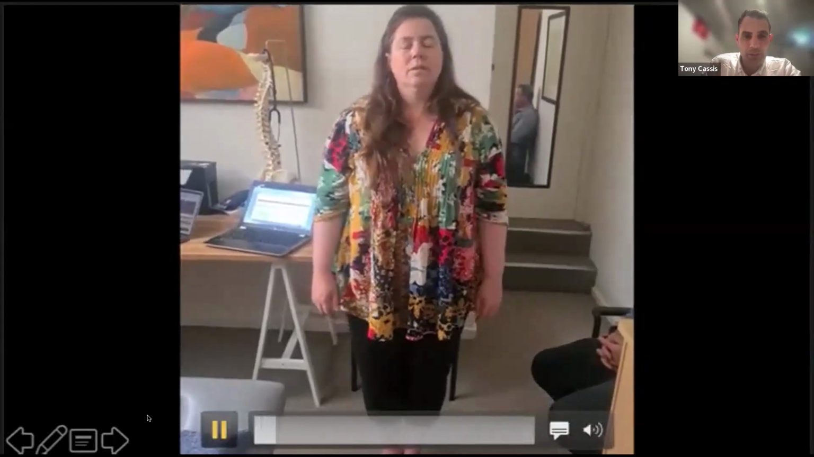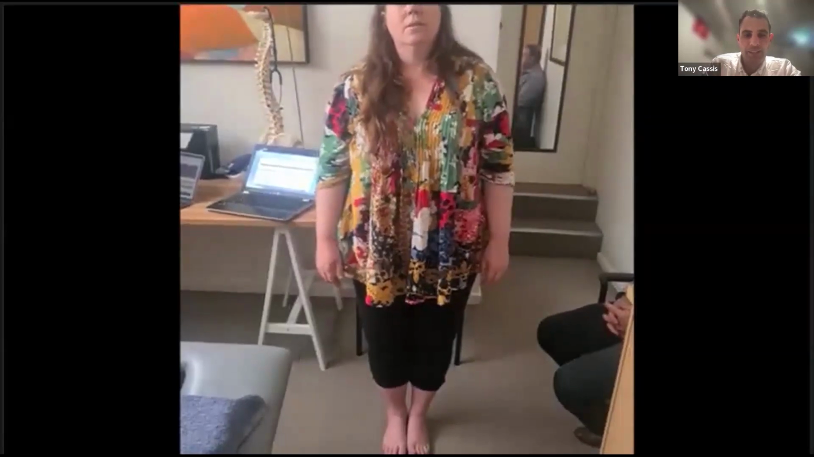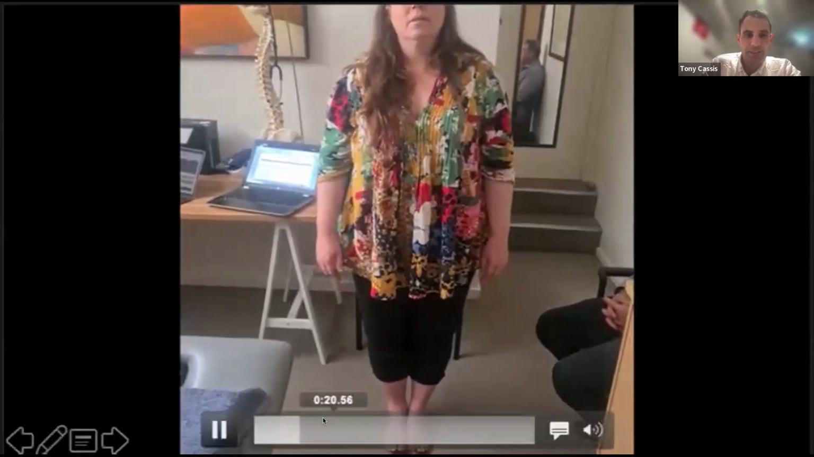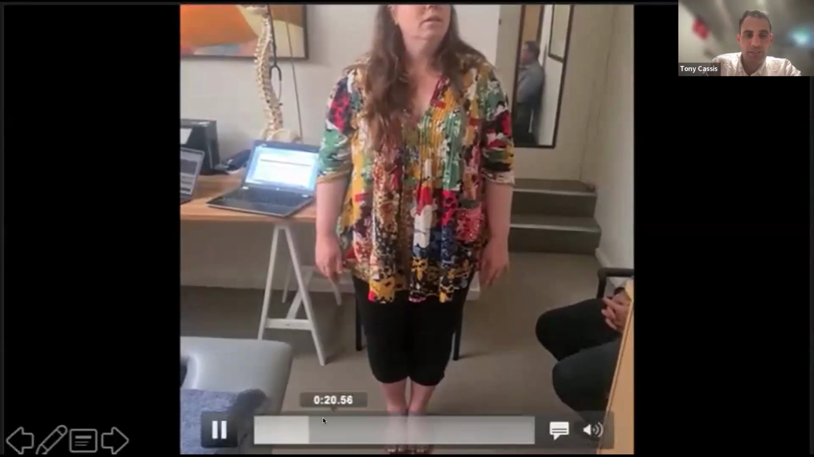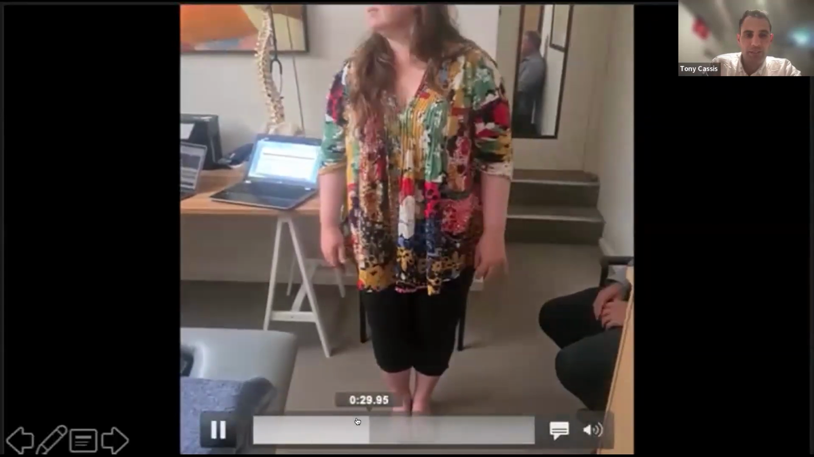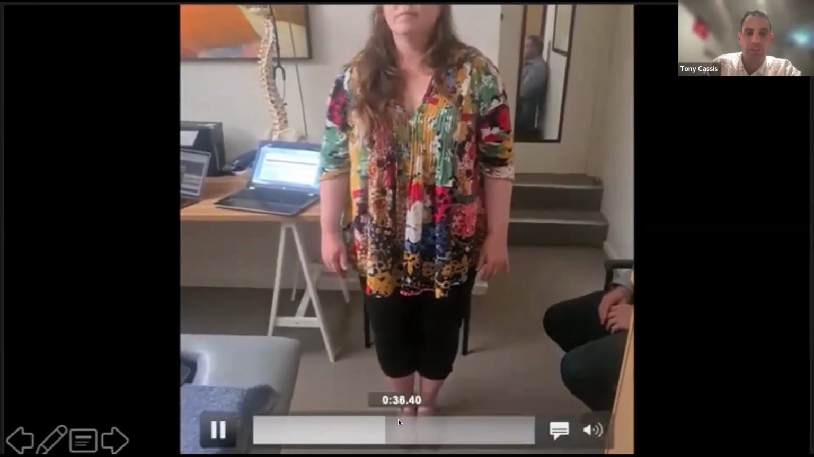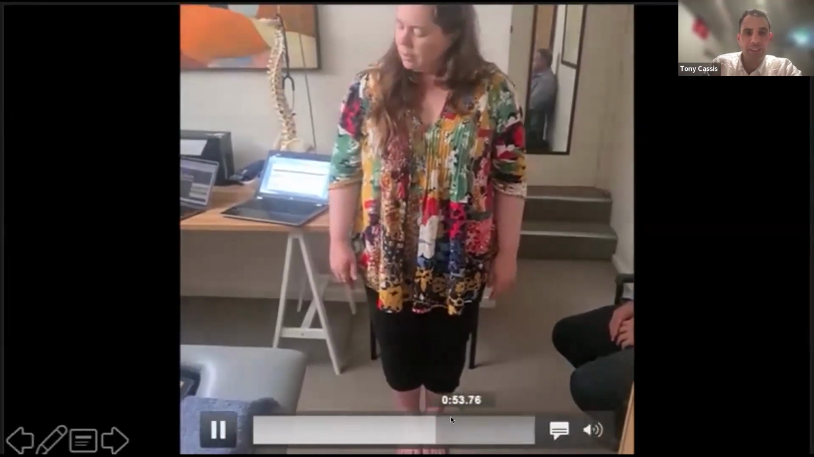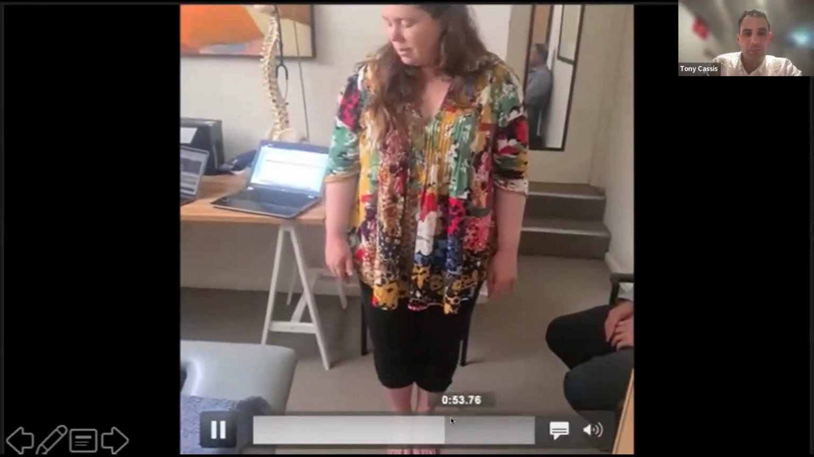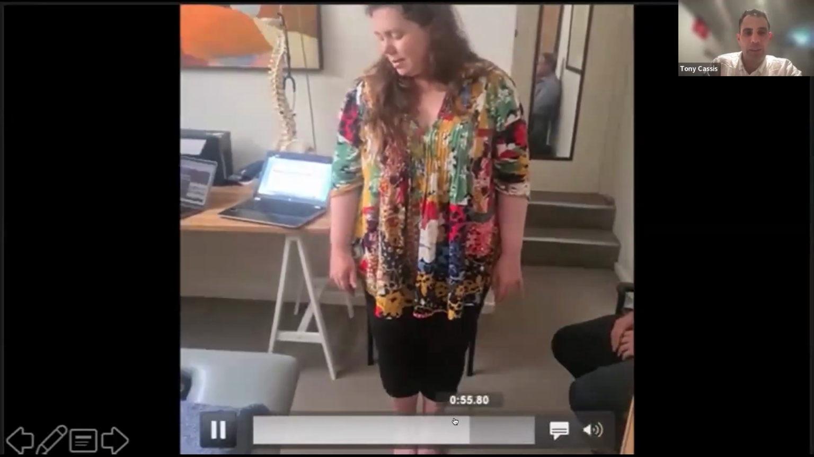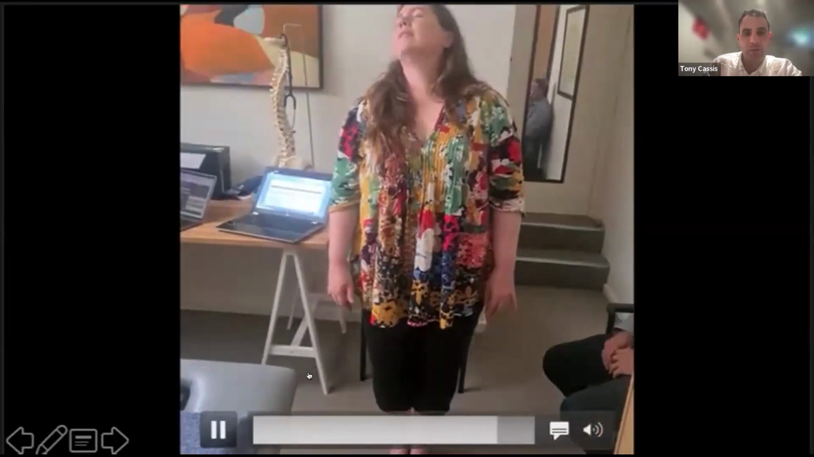So you can see she's got a little bit of this truncal titubation going on, a little bit of a sway. Turn your head to the left. And you can see as she turns her head to the right, she's got this head nod going on as well as increased truncal titubation. Down, right ear down. Yep. Same deal. You can see that head tremor, that head nodding. So this is again halfway through our first sessions.